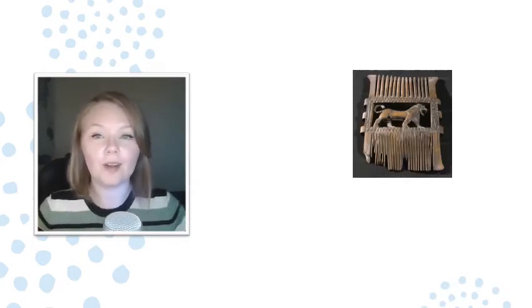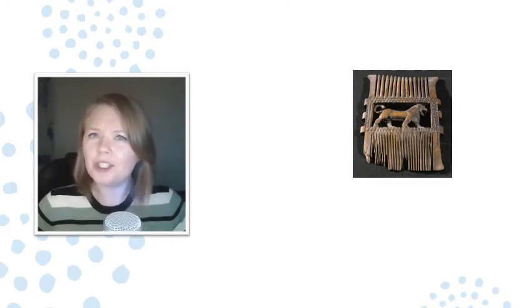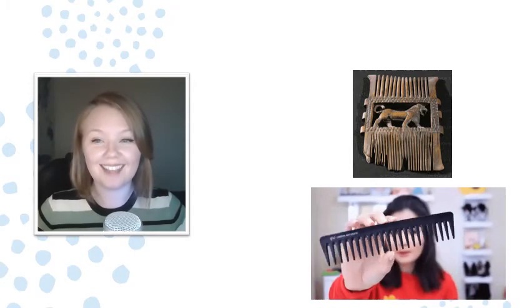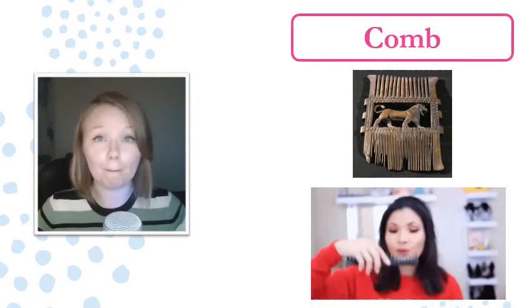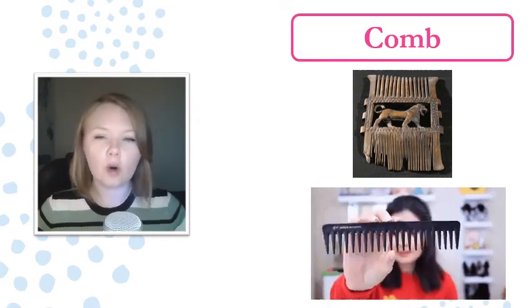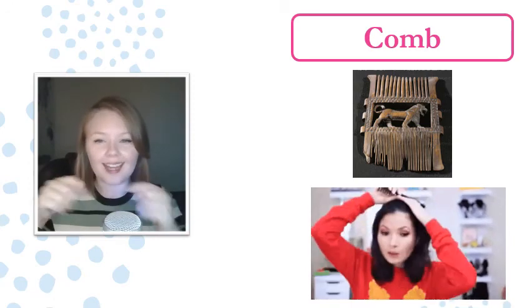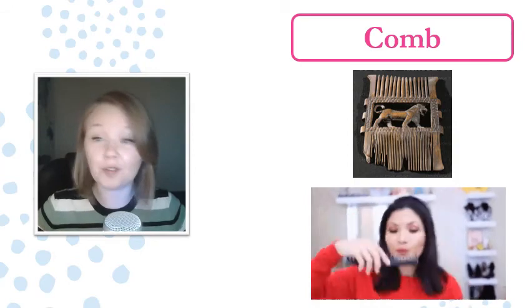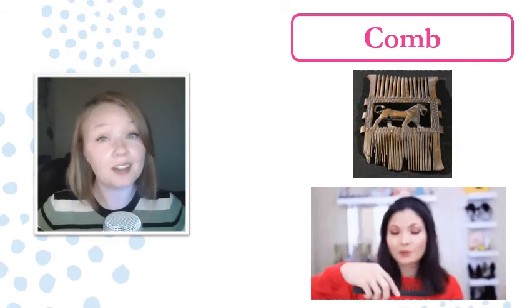Let's take a look at our next word. All right, remember this picture? Can you guess what this is? What do you think it was used for? I'll give you a hint. Here's what one would look like today. This is called a comb. Notice that a comb is very thin and has what we call teeth, right? Many teeth on it. It's different than what we're going to see in our next word.